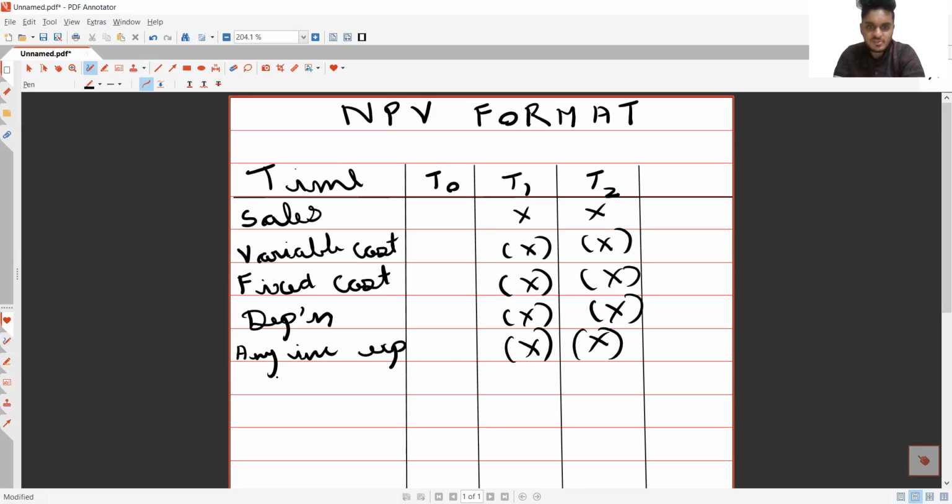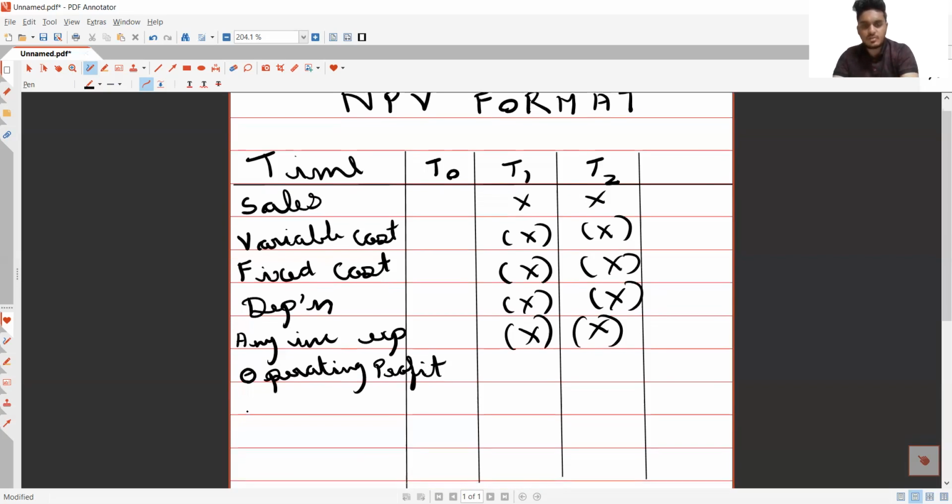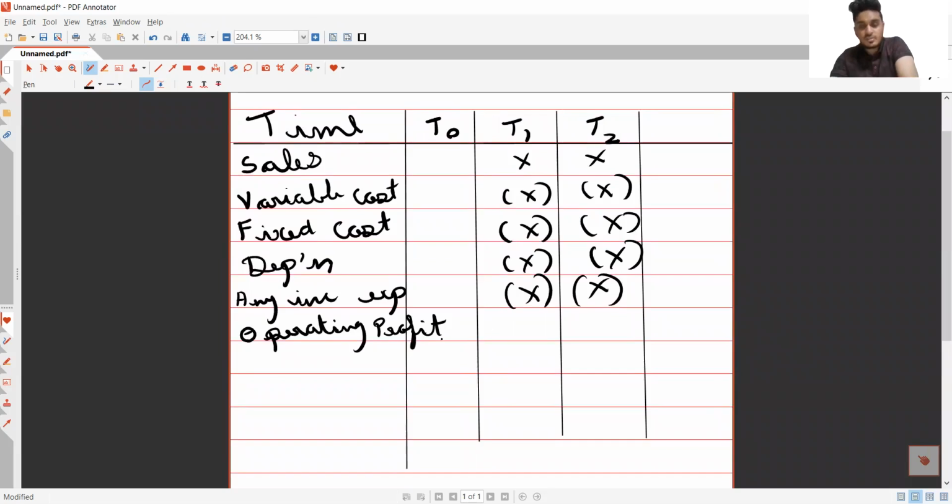Now, guys, this is a bit of maths here. So we have to do it for each year. Sales minus variable cost, minus fixed cost, minus depreciation, minus any incremental expenditure will give you something called operating profit, or your PBIT as you call it. This is what you get. Following an operating profit, this could be an operating loss as well, operating profit or loss. I'm assuming it's a profit.